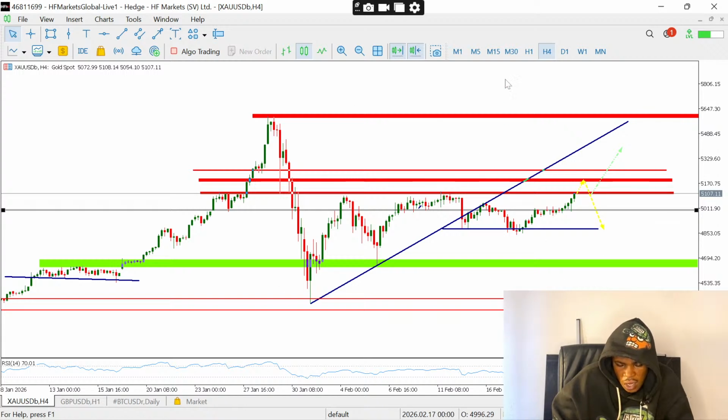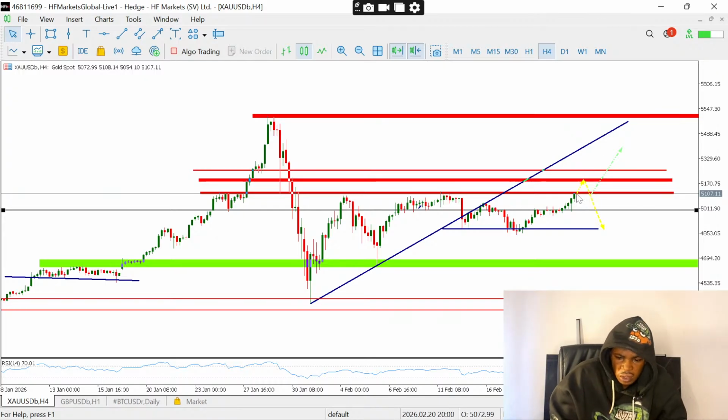So this is a nice trade up. This is a nice area on the charts, an important area on the charts. So we're just going to be watching out for gold tomorrow.